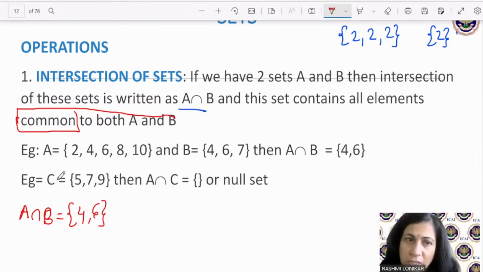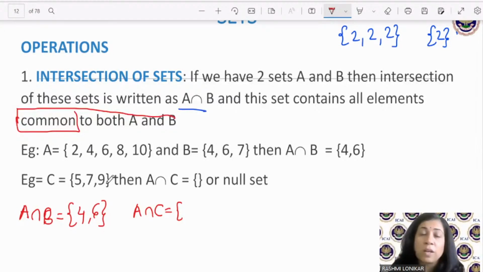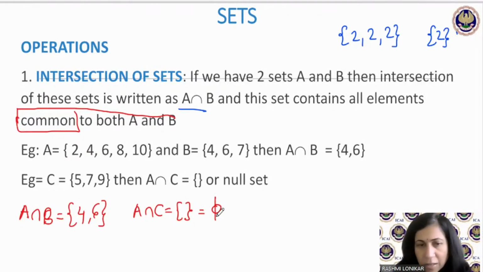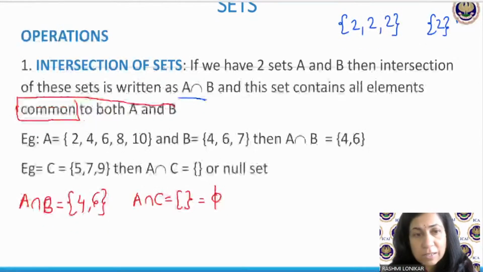Now let us take C, which is equal to 5, 7, 9. Then I will write A intersection C. Now 2. Is it present? No. 4? No. 6, 8, 10? No. There are no common elements between A and C. Then what will be A intersection C? It will be a null set, which you can write like this. So when I have common elements between two sets, I will write them down; that will be my A intersection B. And if I don't have any common numbers, I will write it as a null set.